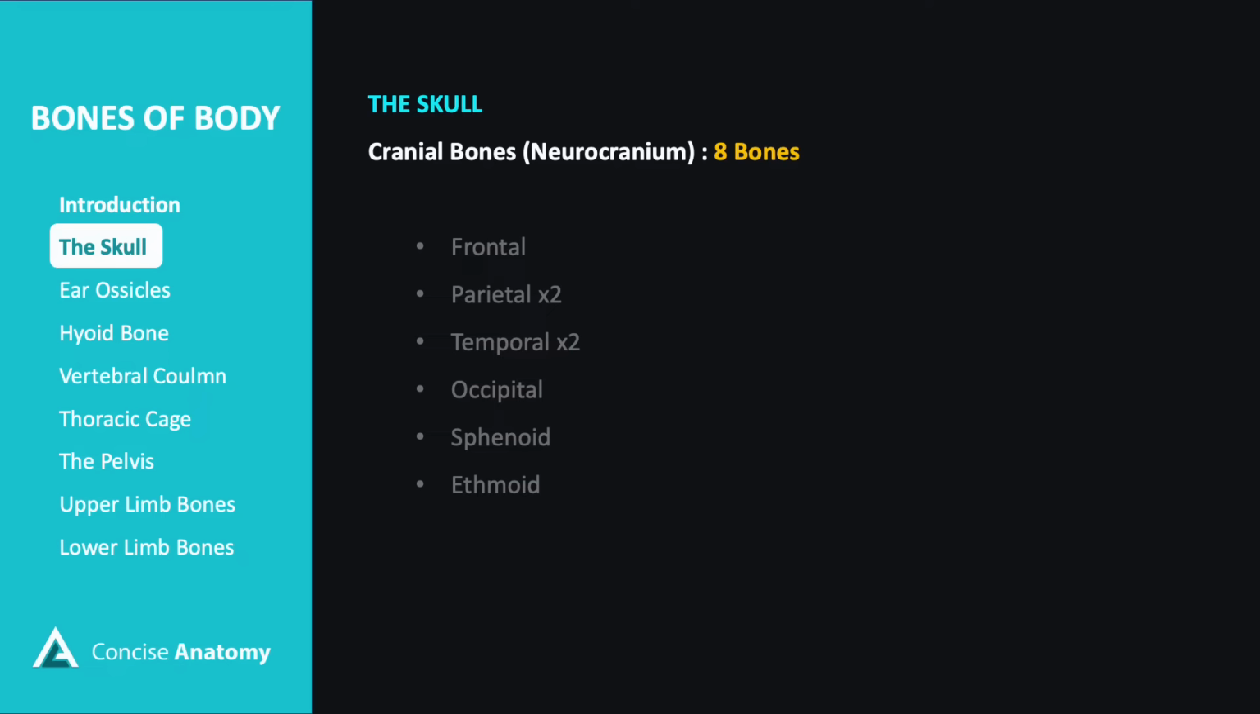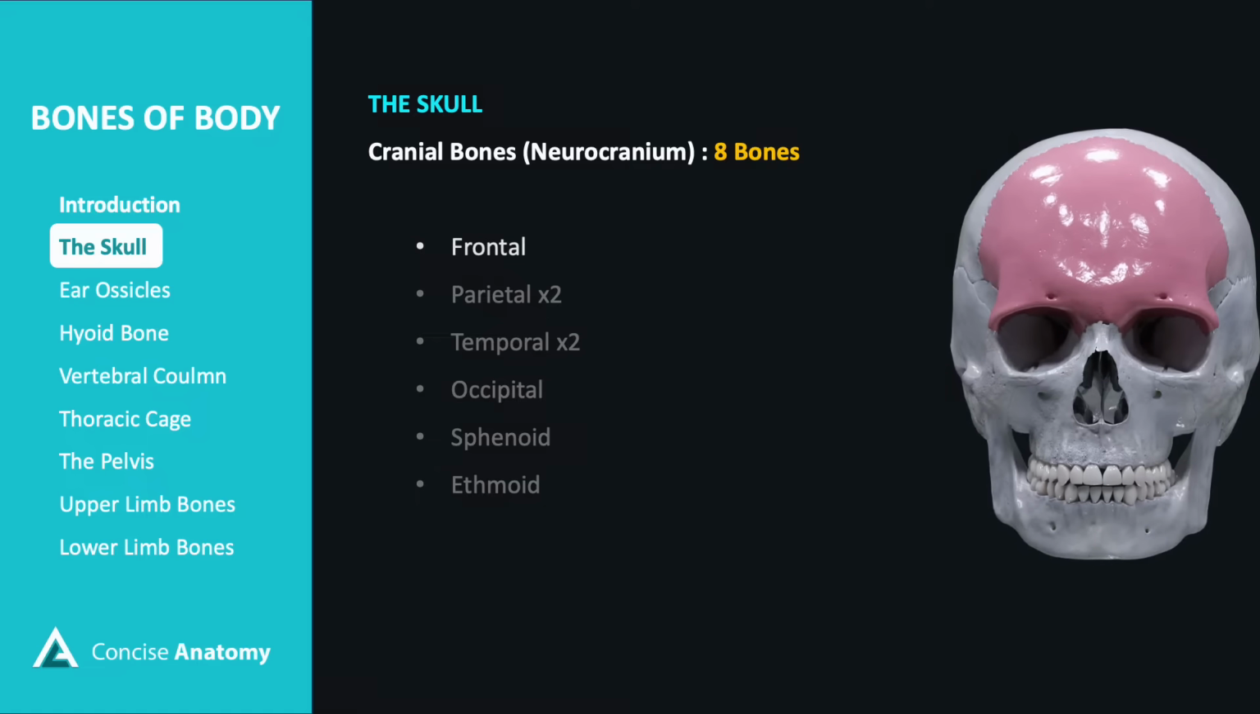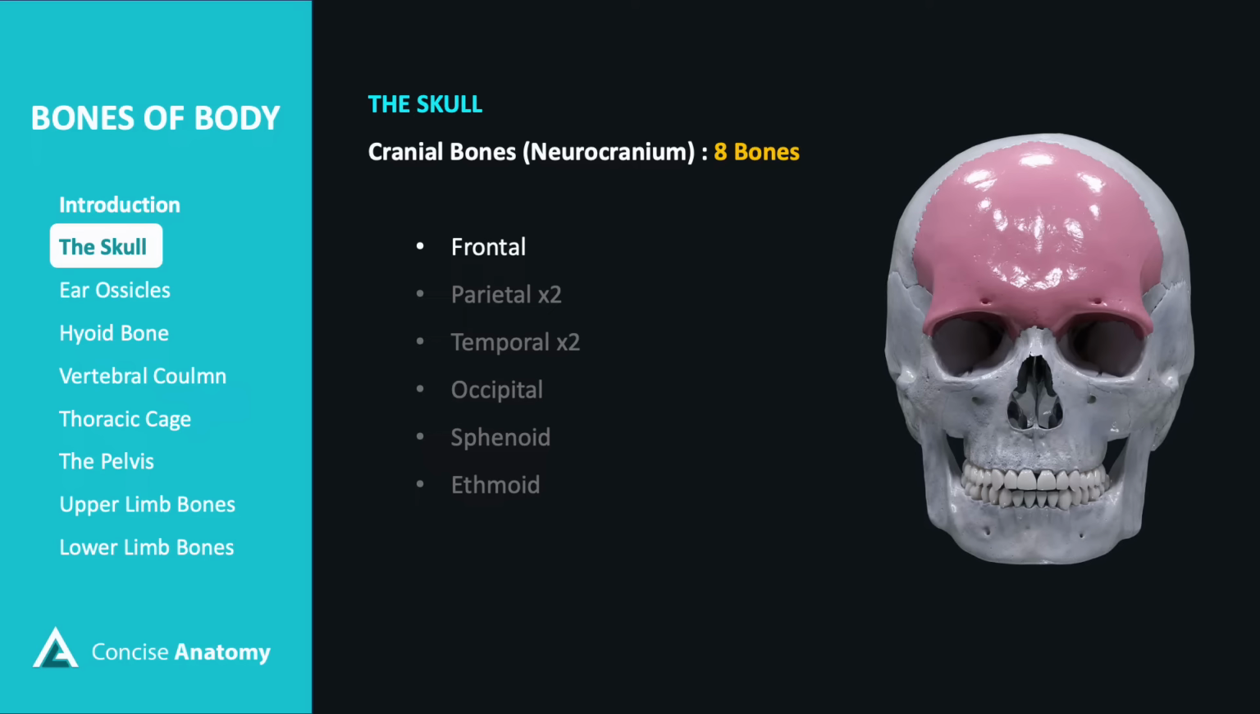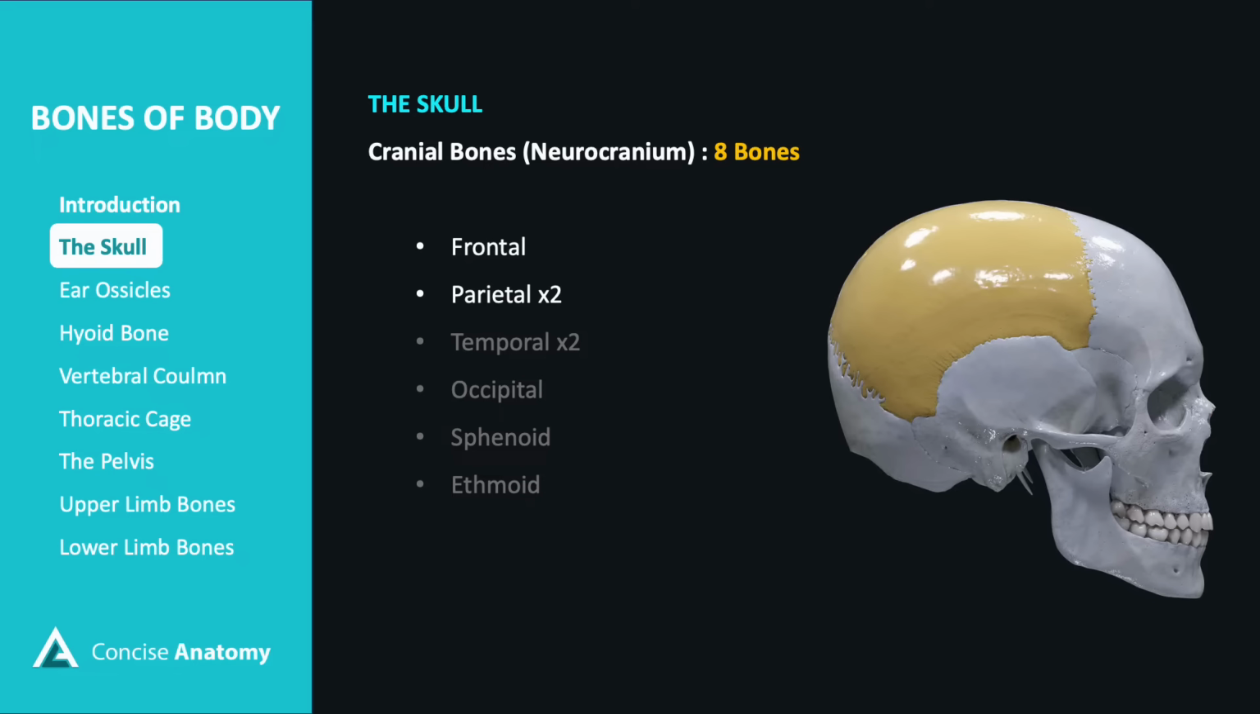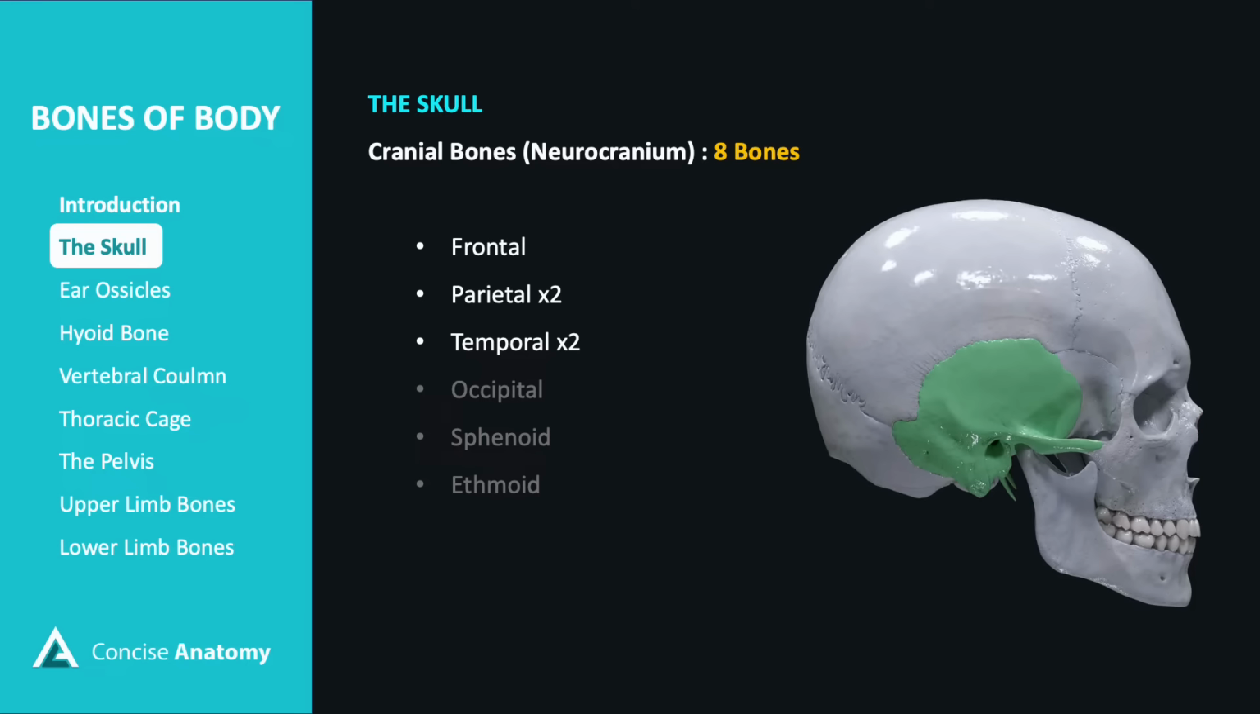Let's take a closer look at each of the 8 cranial bones separately. The frontal bone forms the forehead and the upper part of the eye sockets. The 2 parietal bones form the sides and roof of the cranial cavity. The 2 temporal bones are located on the sides of the skull and contain the ear canals, along with the middle and inner ear structures.